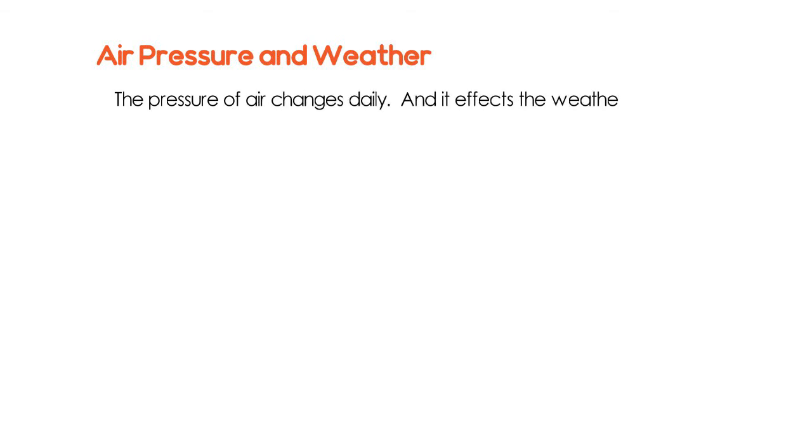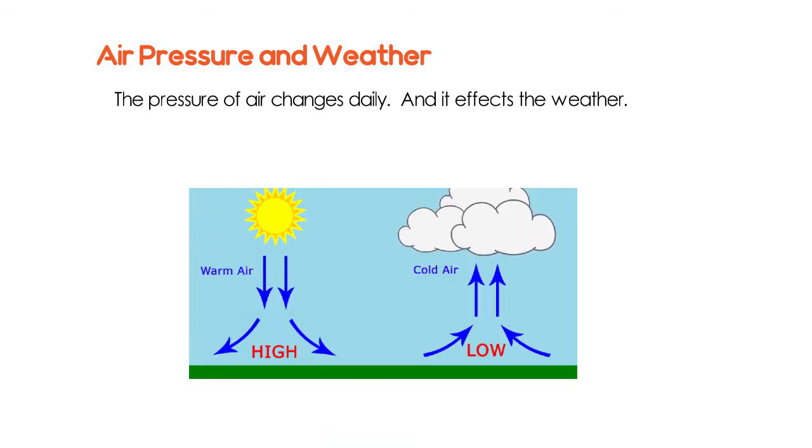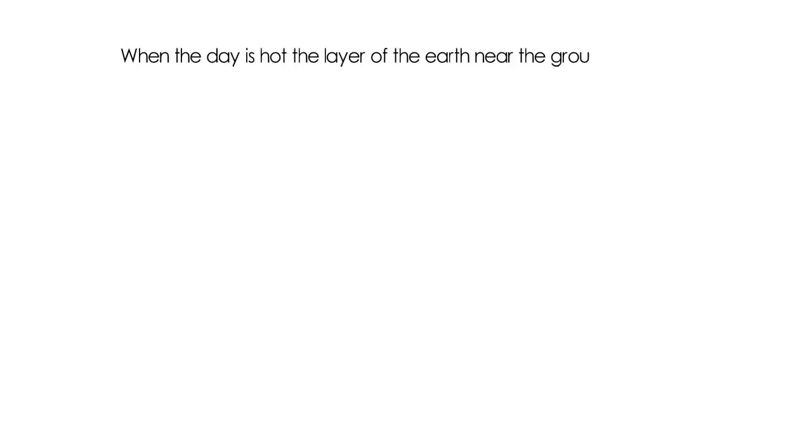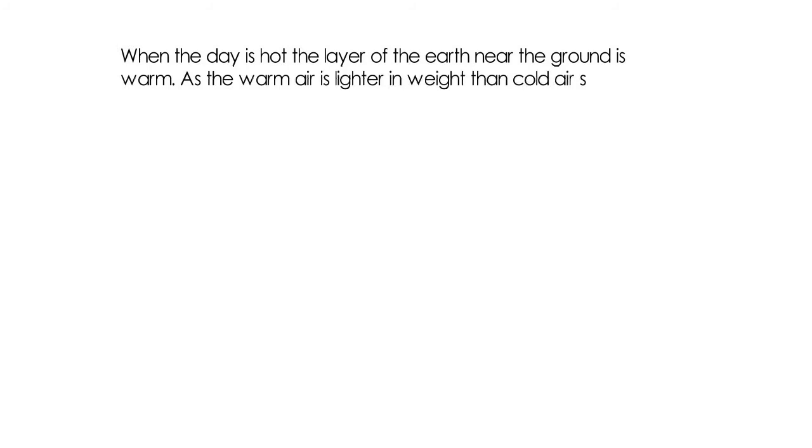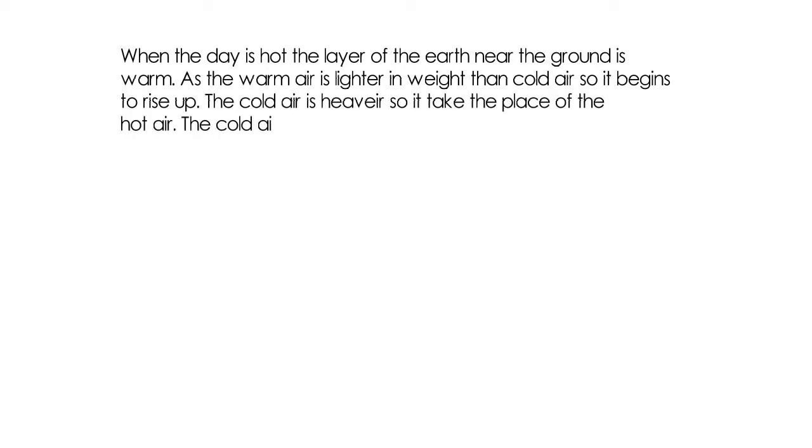Air pressure and weather. The pressure of air changes daily, and it affects the weather. When the day is hot, the layer of the earth near the ground is warm. As the warm air is lighter in weight than cold air, it begins to rise up. The cold air is heavier, so it takes the place of the hot air. The cold air pushes the hot air out of the way.